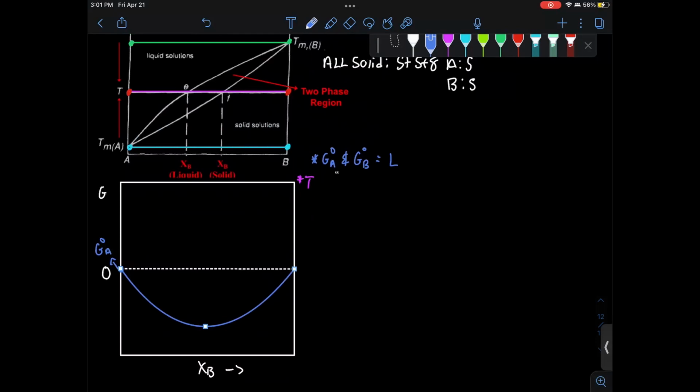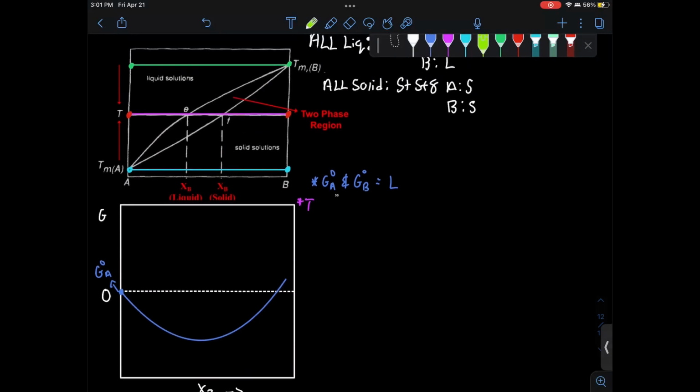So what do I know about these Gibbs free energies? Well, I know that my Gibbs free energy for B is going to be 0 when its standard state is a solid, because my Gibbs free energy of B wants to be a solid at this temperature. So let's say the Gibbs free energy of B, if its standard state was a solid, is 0.